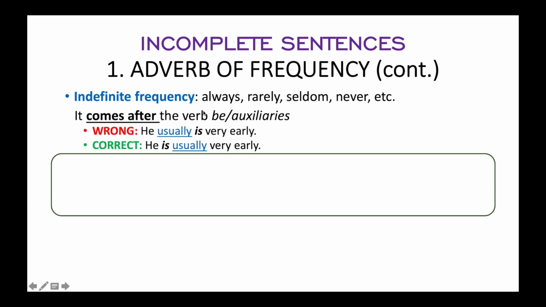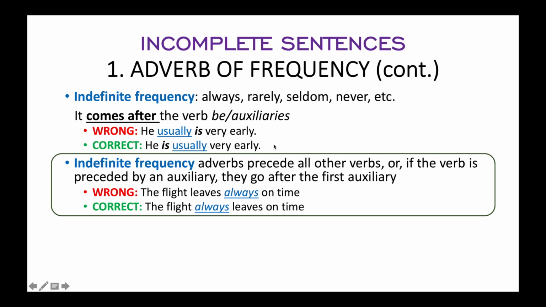So here is the placement of the indefinite frequency. It always comes after the verb be or auxiliaries. So you cannot put it before the auxiliary itself. It should be put after the auxiliaries. So the correct one would be, he is usually very early. Got it? Okay, let's go on to the next one.